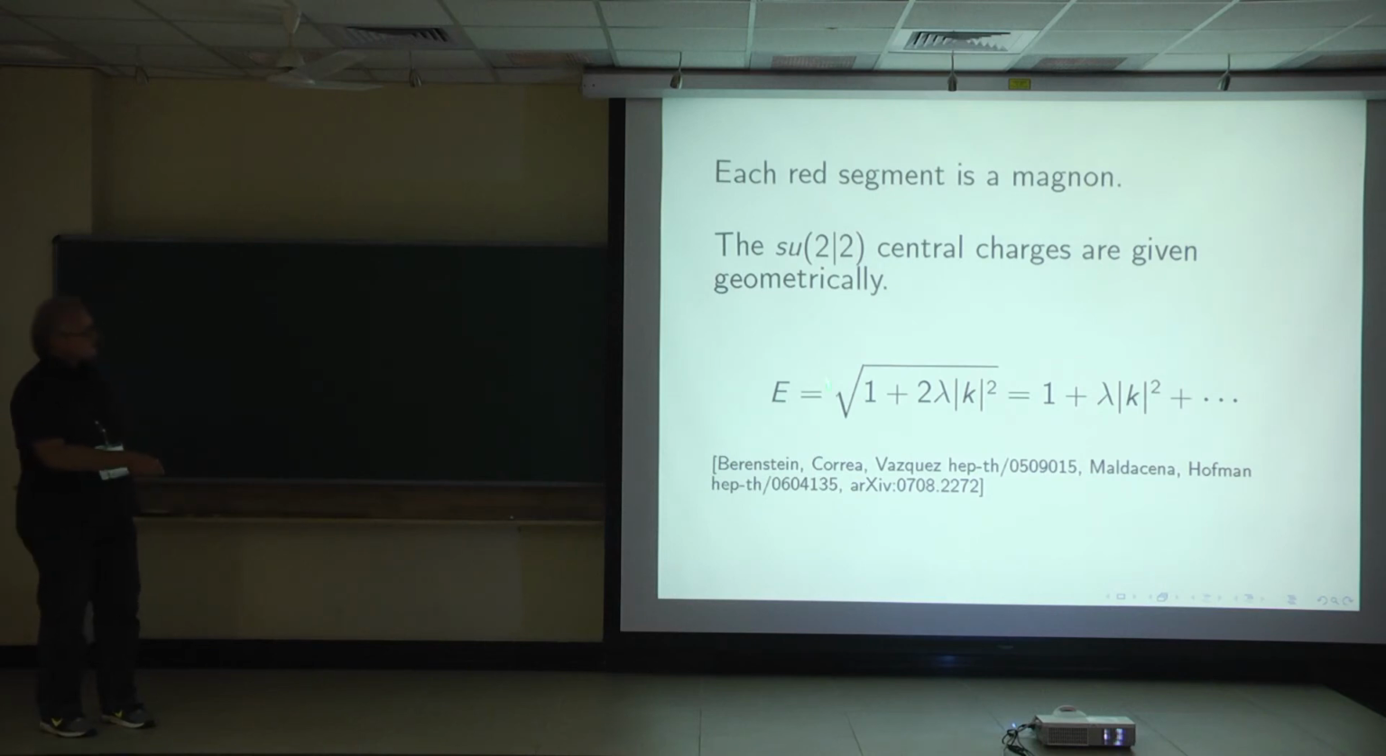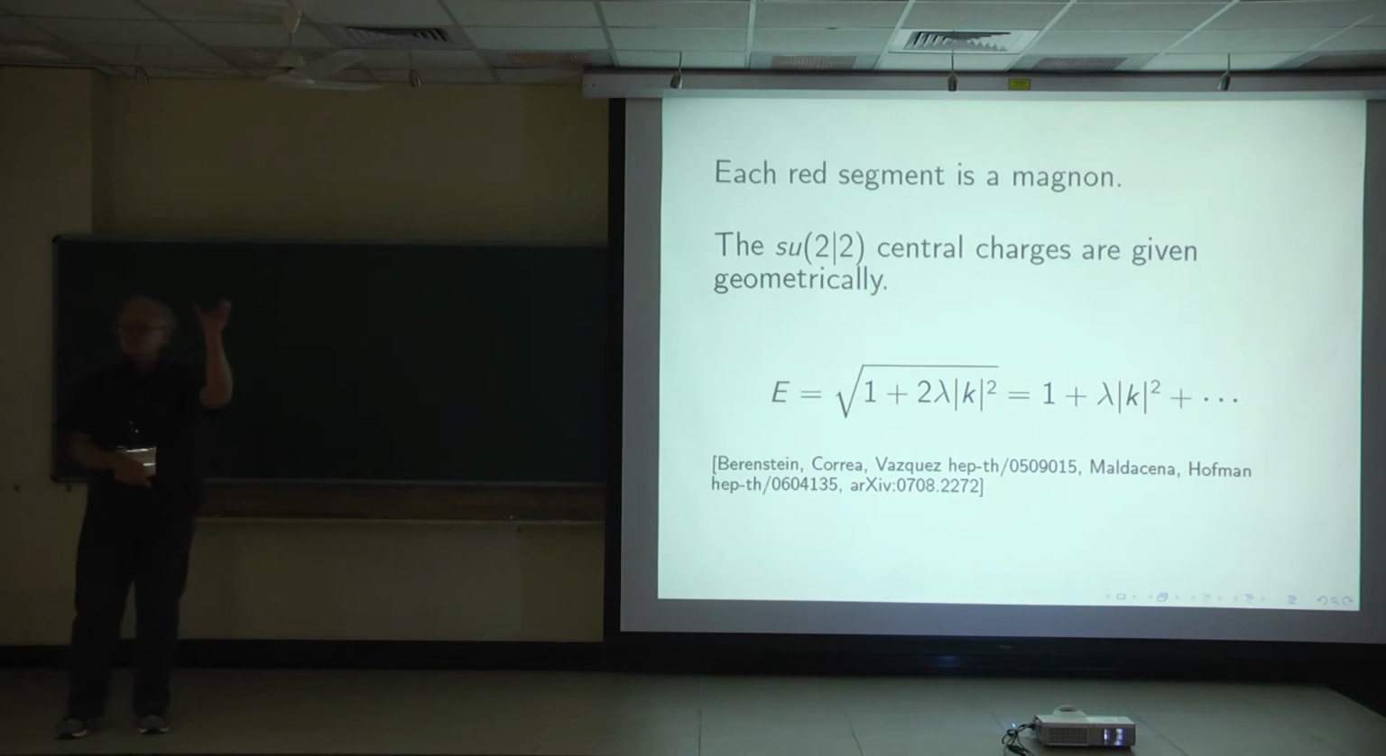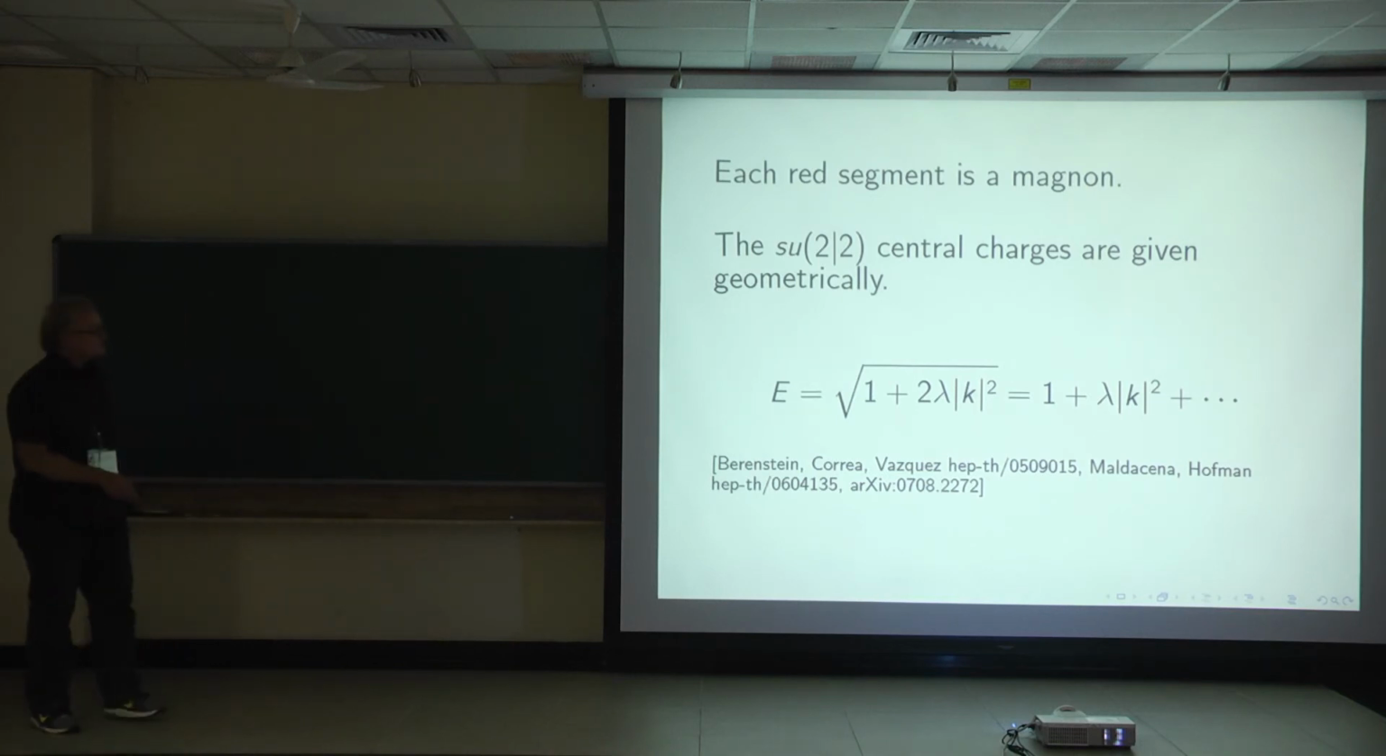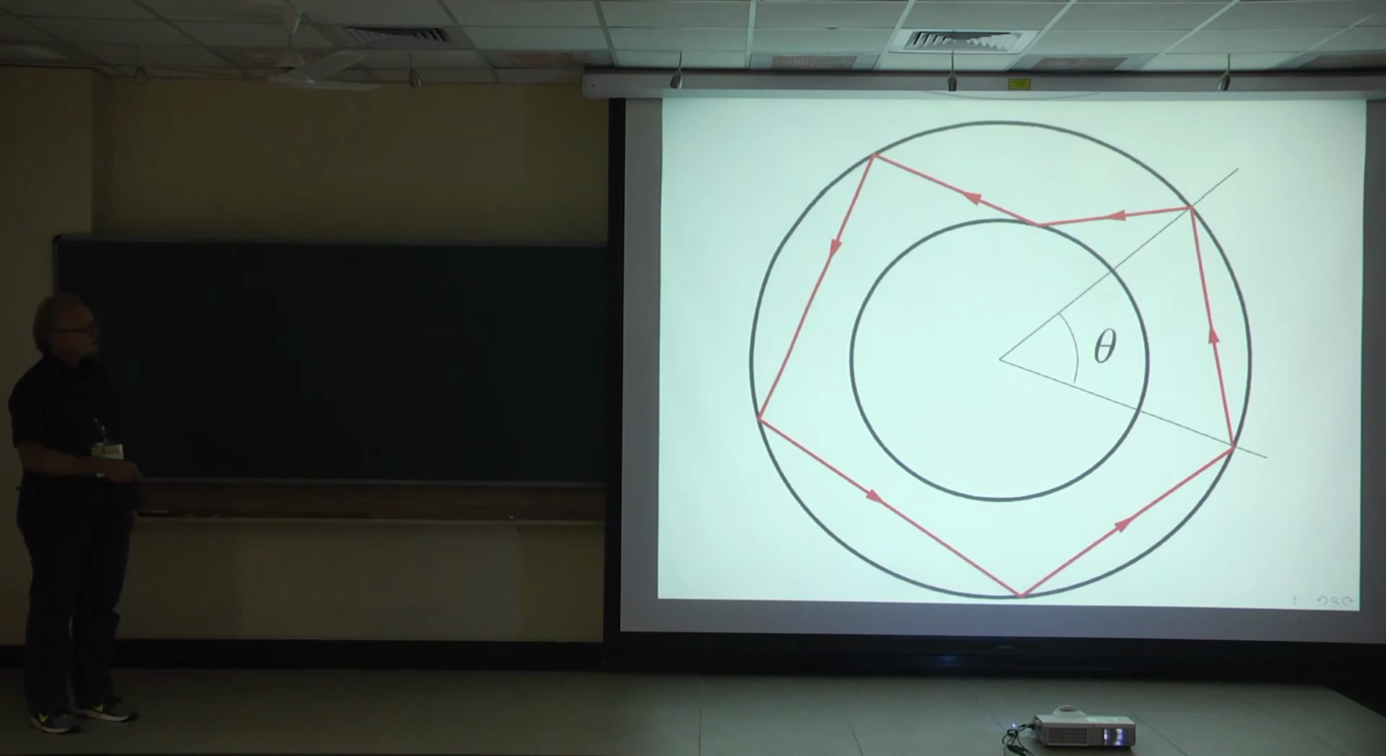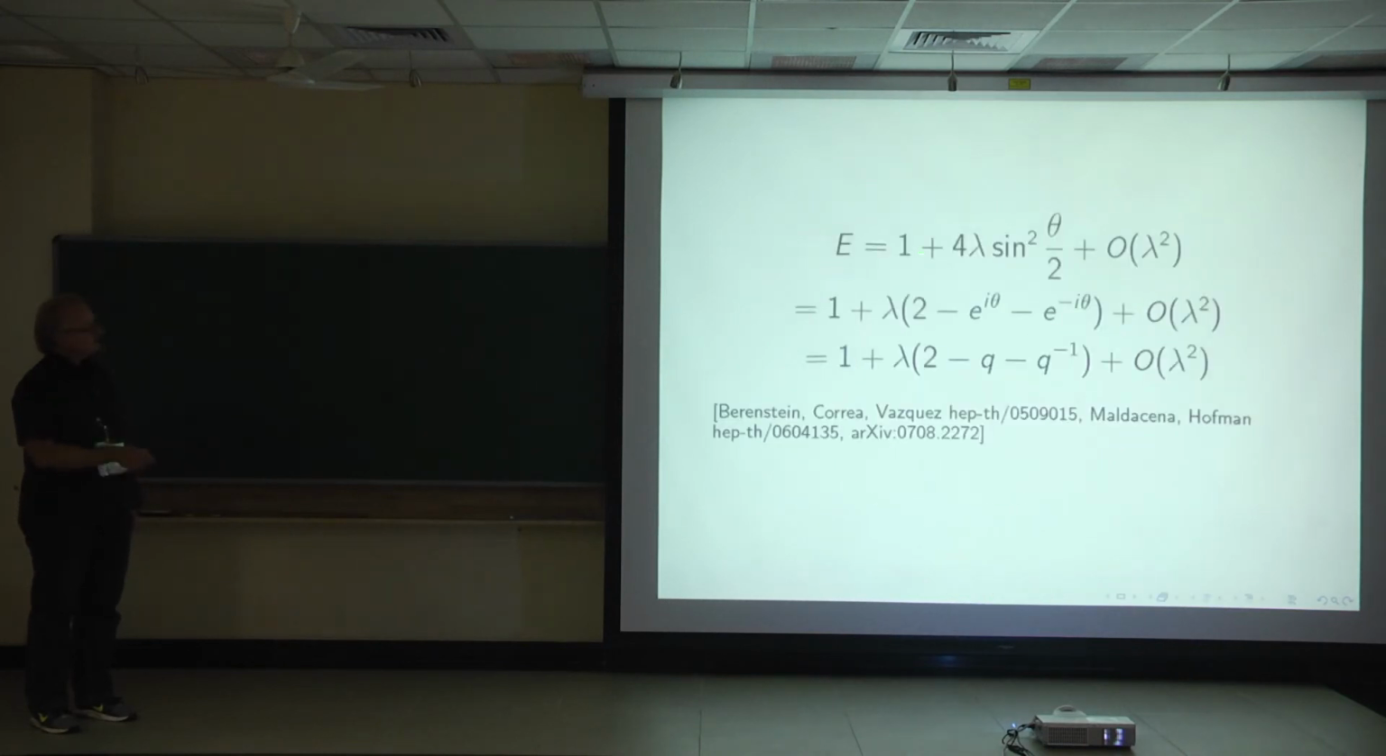If you take the formula for the energy of the magnon and expand it, this |k| squared, which is essentially the length squared of the magnon, should be what you compare to the one loop result from the gauge theory. Just to set orientation, if you have a bulk magnon and that angle there is theta, the length of the magnon would be 2 sine theta over 2. So the length squared would be 4 sine squared theta over 2, and with a little bit of manipulation, you reproduce the energy for a bulk magnon.